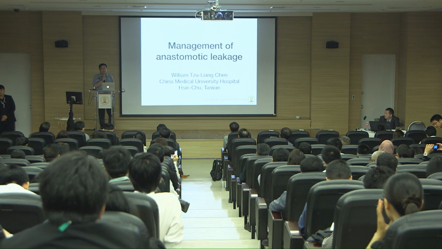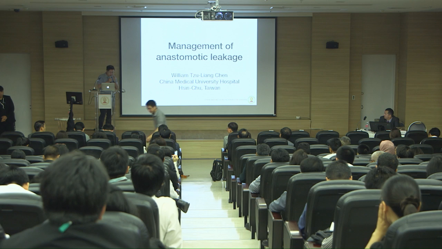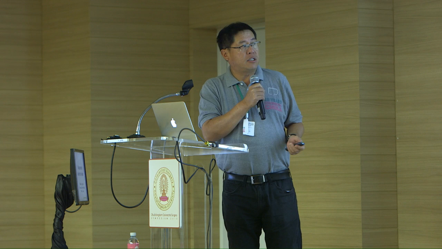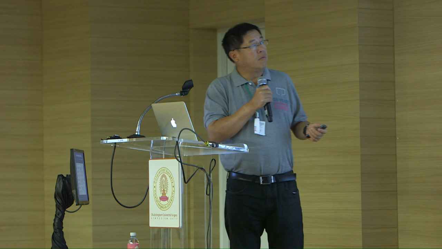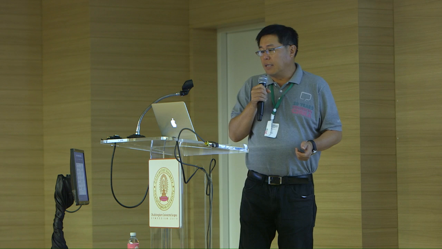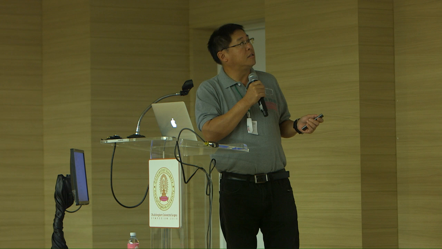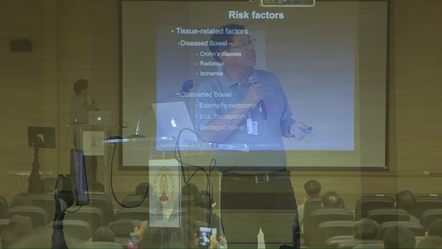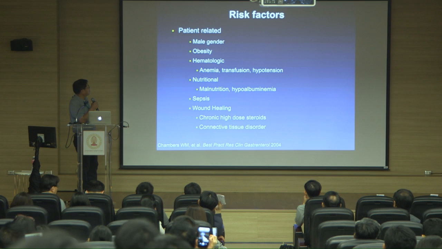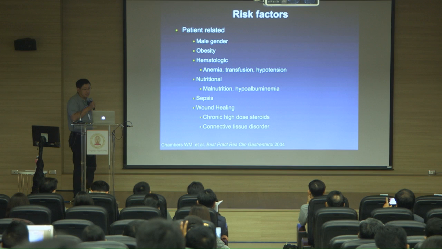I'm going to talk on a very common problem in colorectal surgery, which is anastomotic leakage and how we manage it. I think this is the modern era of leakage rate. It runs about 10% to 15% in general. And well, the risk factors, I think everyone knows this: tissue factors and also patient-related factors such as male gender, obesity, hematologic, nutritional, sepsis, and wound healing, etc.